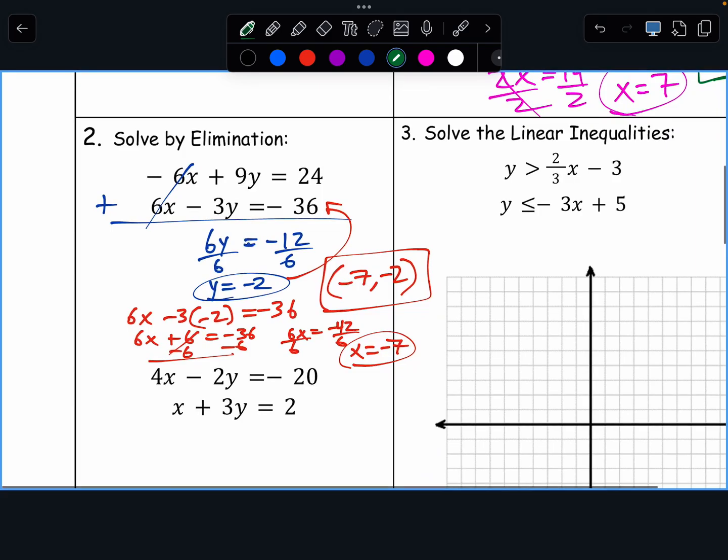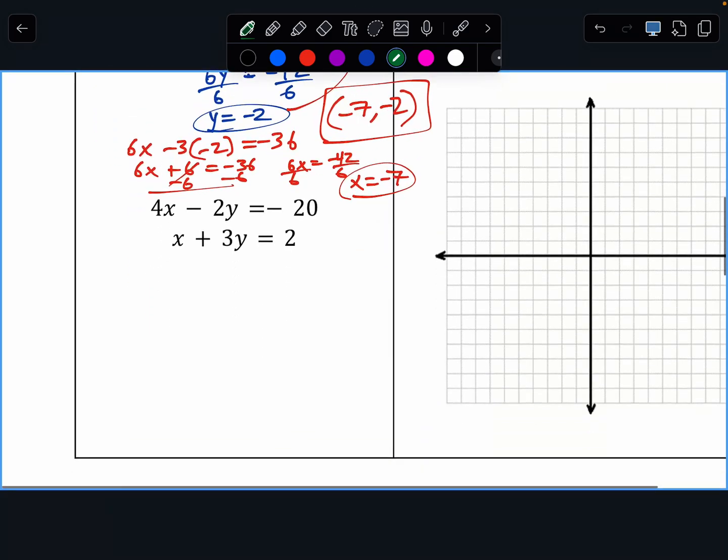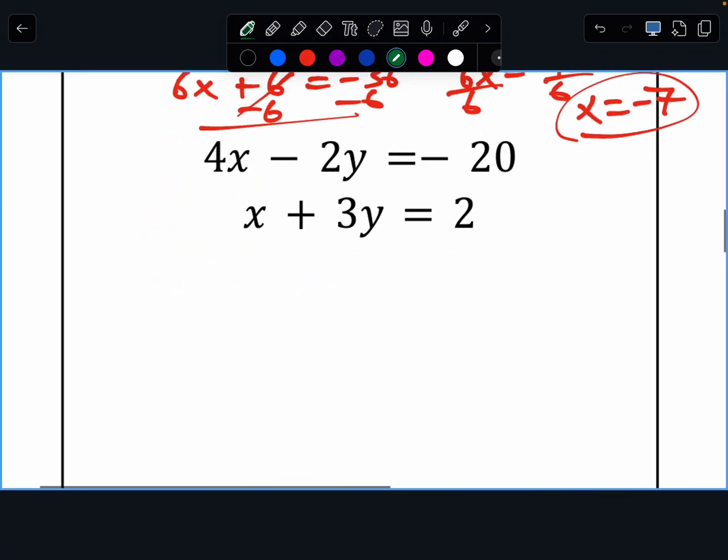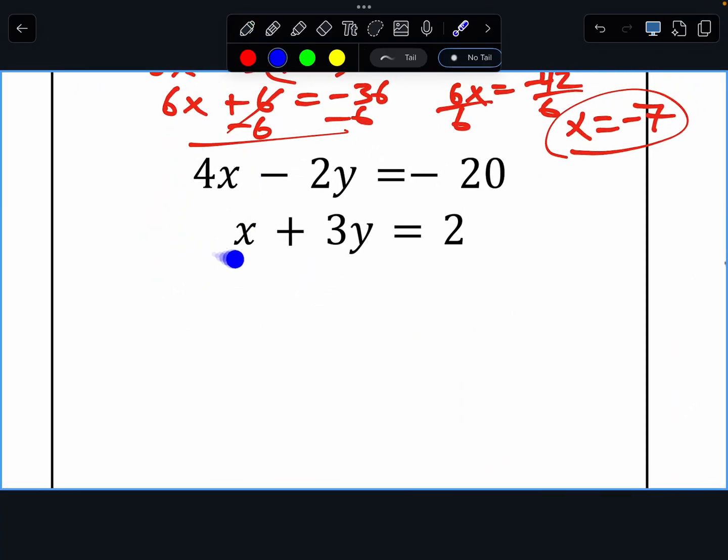Okay, and so the last one here, we want to make sure we are getting opposites, and we don't have opposites right now. These are not opposites, so we've got to do something to make them opposites. A couple things you could do. You could multiply these by each other, 2 times 3 and 3 times 2, to make 6 and negative 6. Or you could multiply one of these to get opposites as well. Right here, I'm going to multiply by negative 4 to make 4 and negative 4 for x.